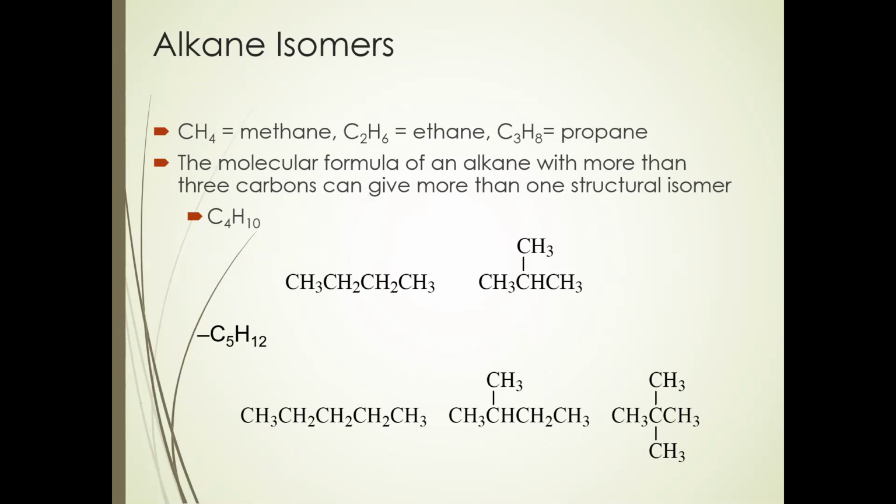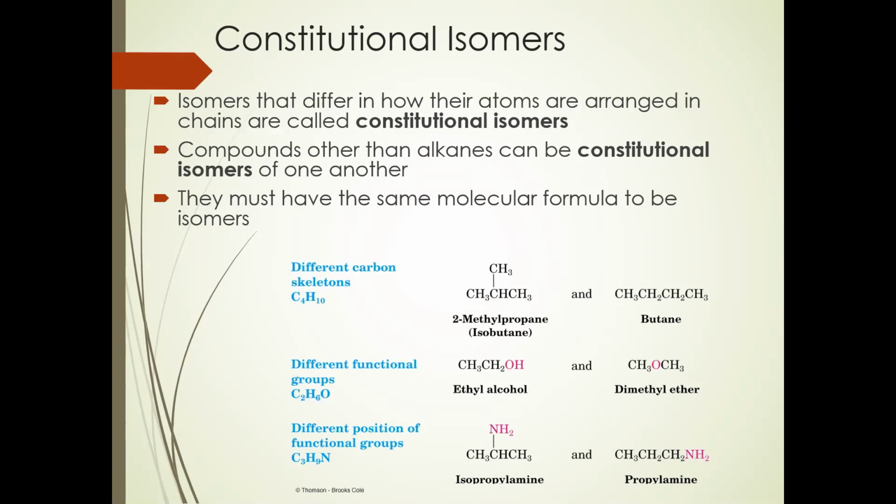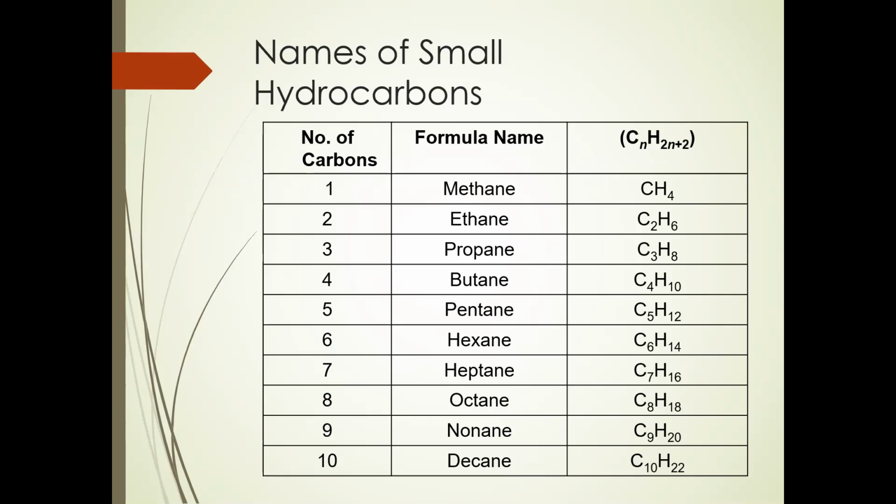Alkane isomers. CH4 is methane, C2H6 is ethane, C3H8 is propane. The molecular formula of an alkane with more than 3 carbons can give more than one structural isomer, for example C4H10. Constitutional isomers. Isomers that differ in how their atoms are arranged in chains are called constitutional isomers. Compounds other than alkanes can be constitutional isomers of one another. They must have the same molecular formula to be isomers. You can have different carbon skeletons, different functional groups, or different positions of functional groups.